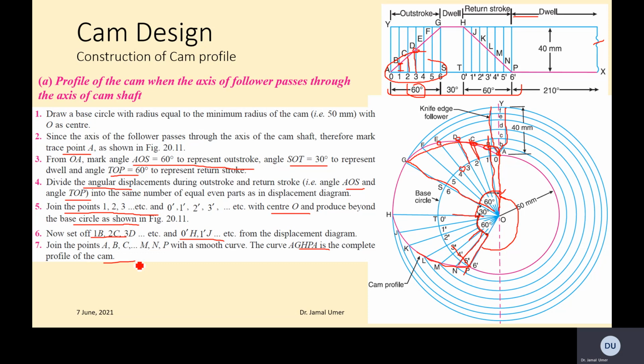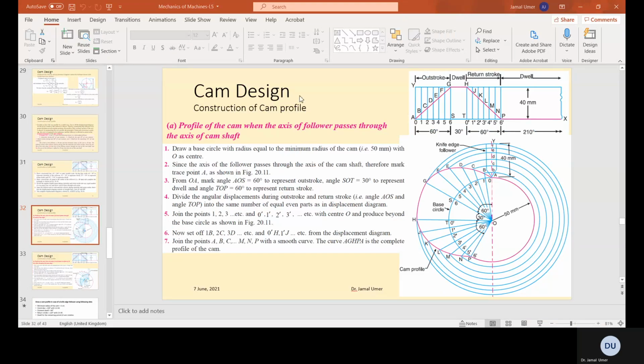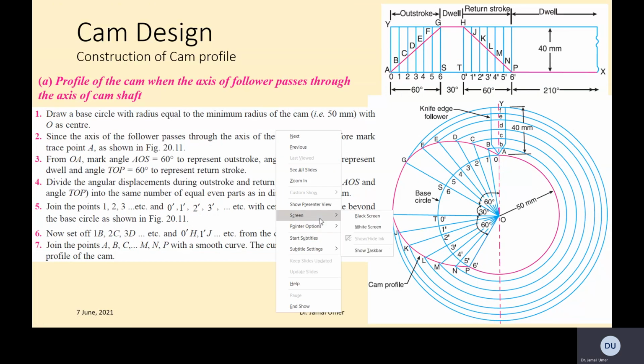So this was a relatively easy example where building a cam profile was quite easy. If you like, I can explain again.